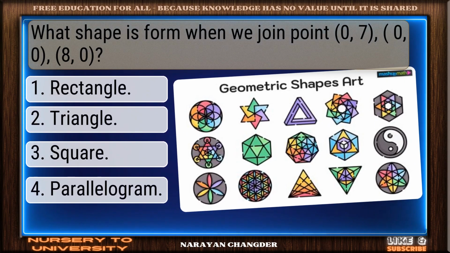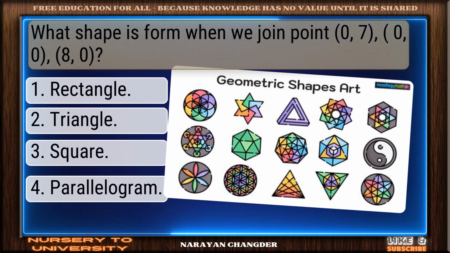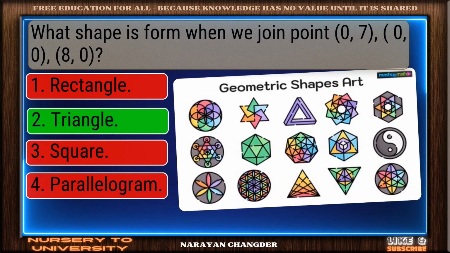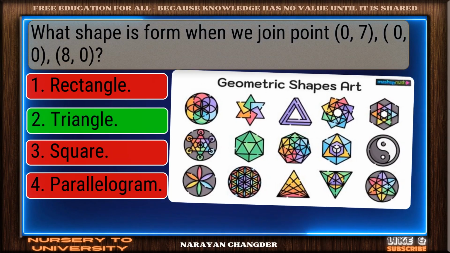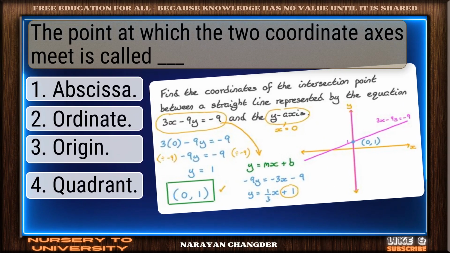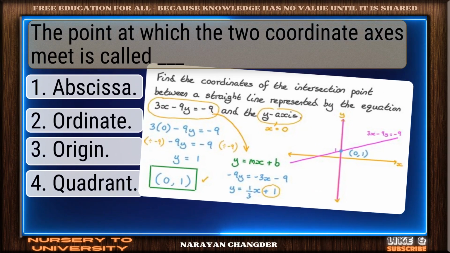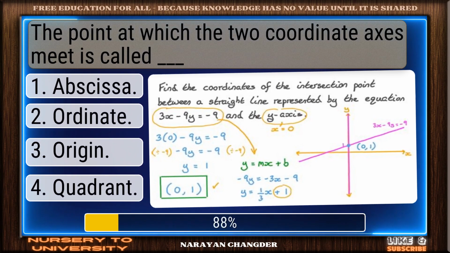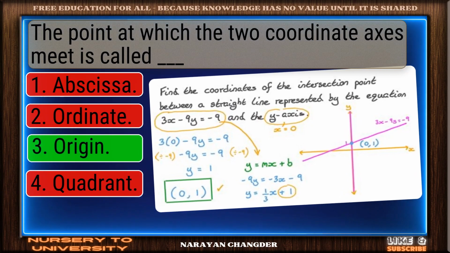Question number 96. What shape is formed when we join point? Well picked. Triangle is the correct answer. Question number 97. The point at which the two coordinate axes meet is called dash. Valid point. Origin is true.